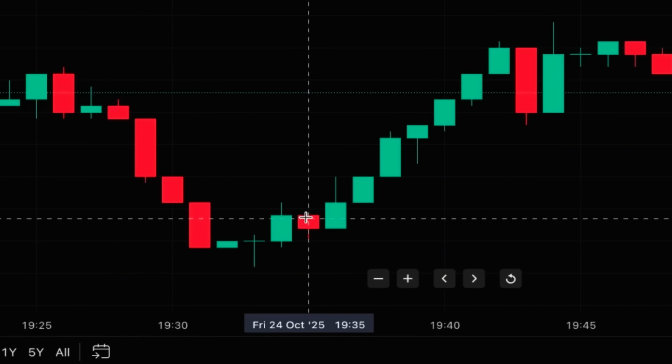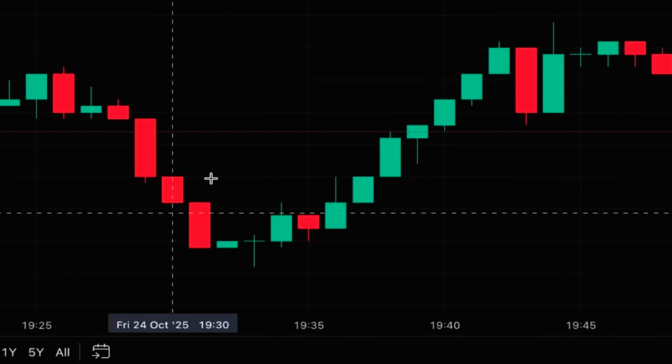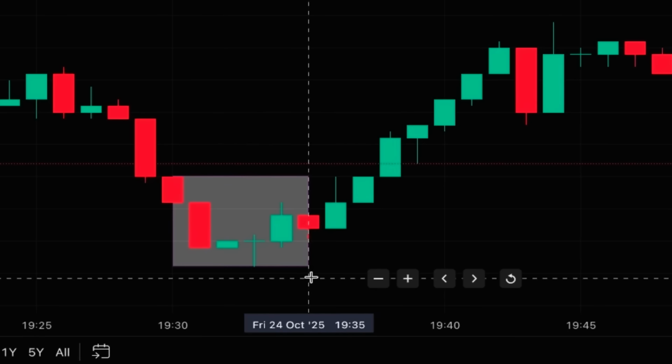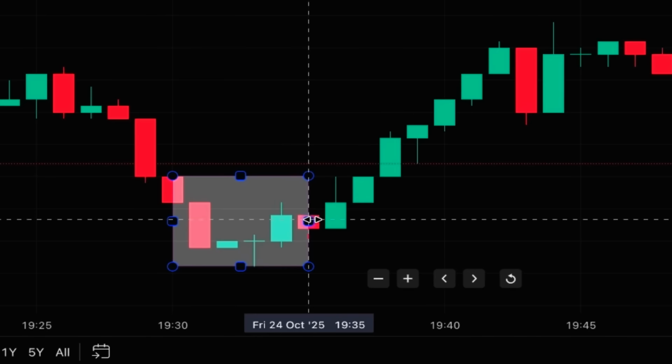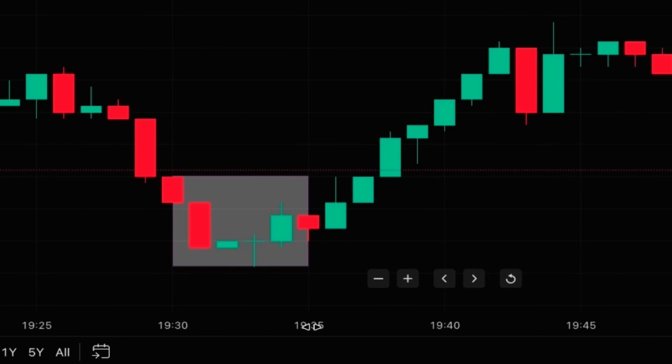Now that this candle is closed at 1935, we draw a box from 1930 to 1935, and the box should be from the highest high to the lowest low in this range. So we draw a box like this from 1930 to 1935. In the next step, we identify the last candle in this box. In other words, the candle that is closed at 1935.